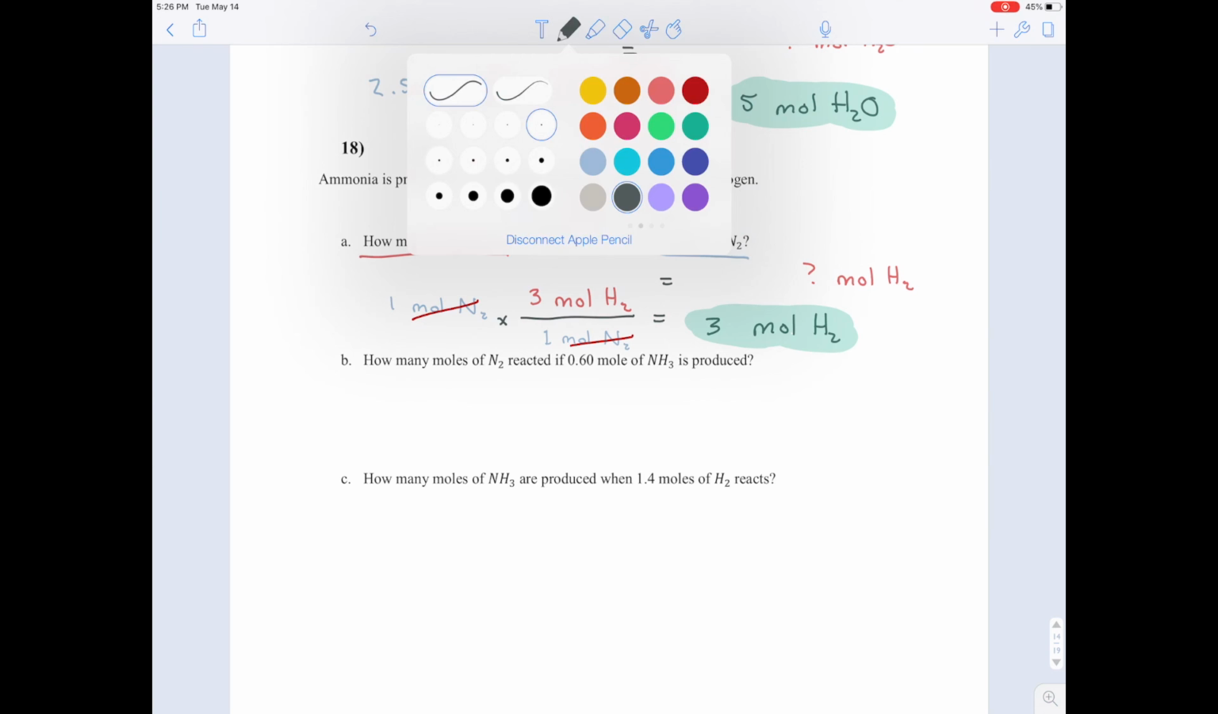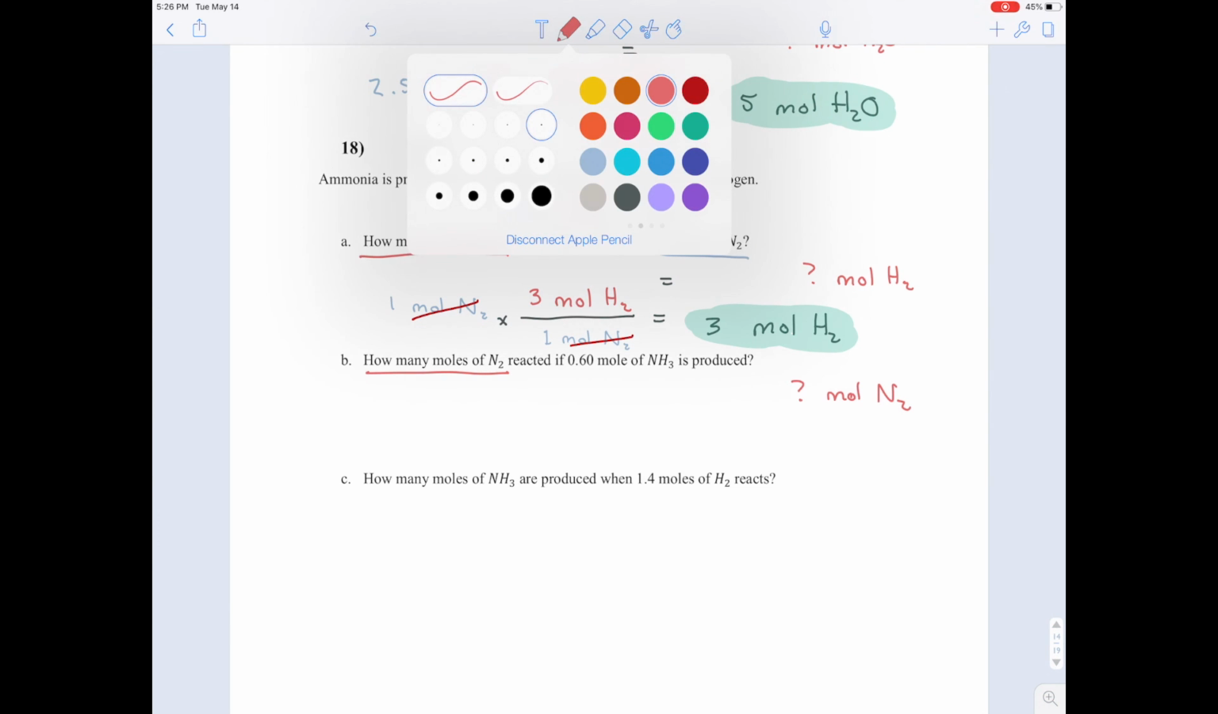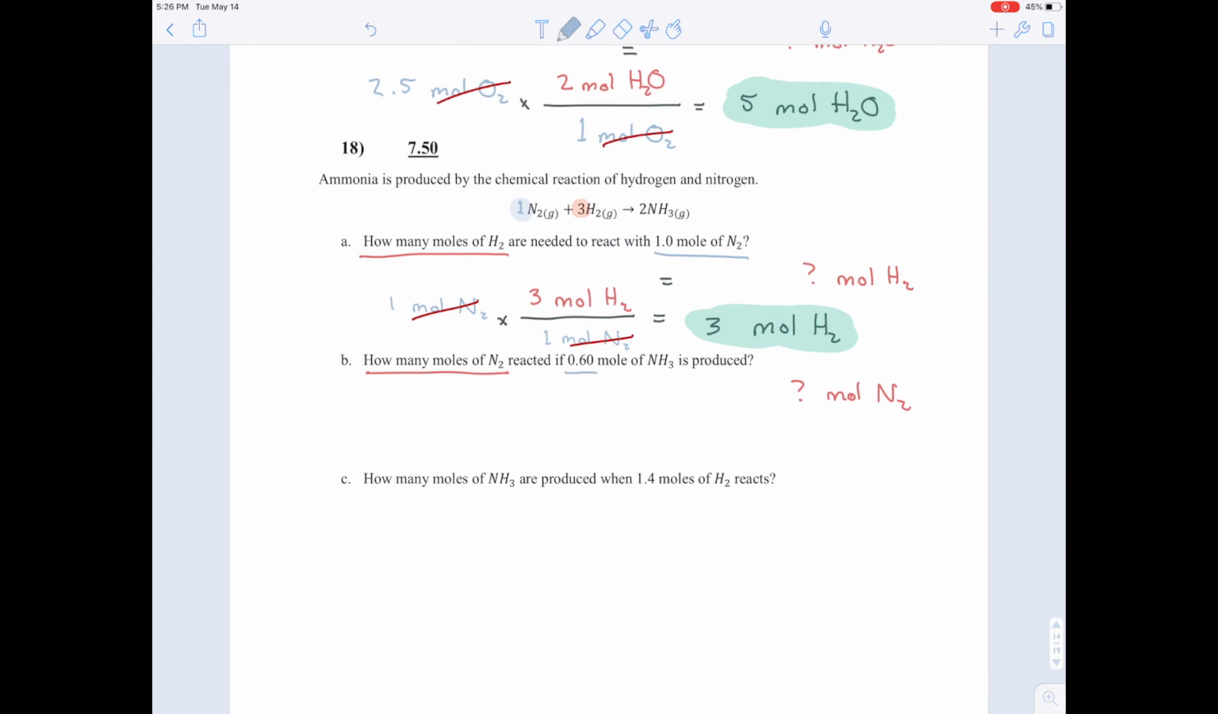All right, now let's try B. It says how many moles of N2, so that's what we're looking for, moles of N2 reacted if, and here's our number, 0.60 moles of NH3 is produced. So we have 0.6 moles of NH3. NH3 is ammonia. Okay, so it's a conversion problem. In order to do the conversion, we just need a conversion factor that relates these two units. So how do moles of ammonia, NH3, relate to moles of N2?